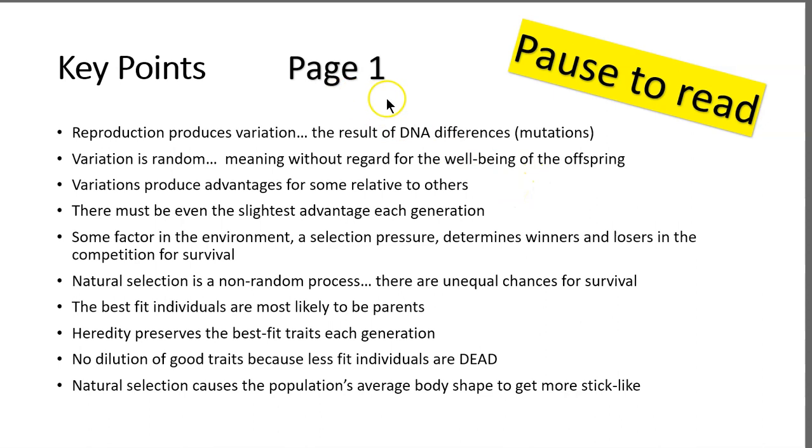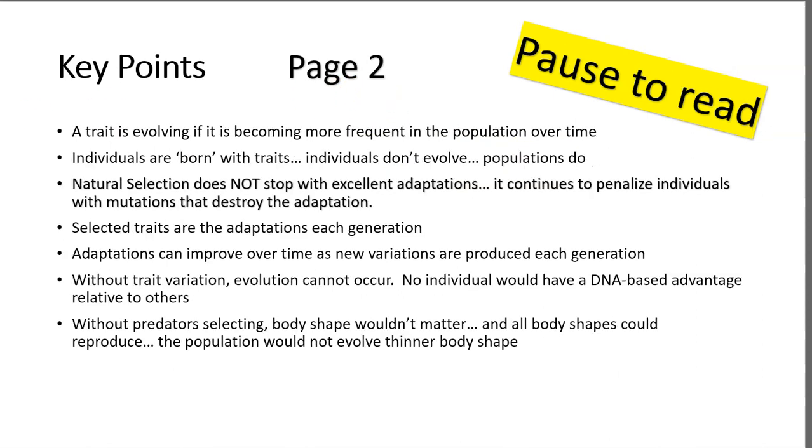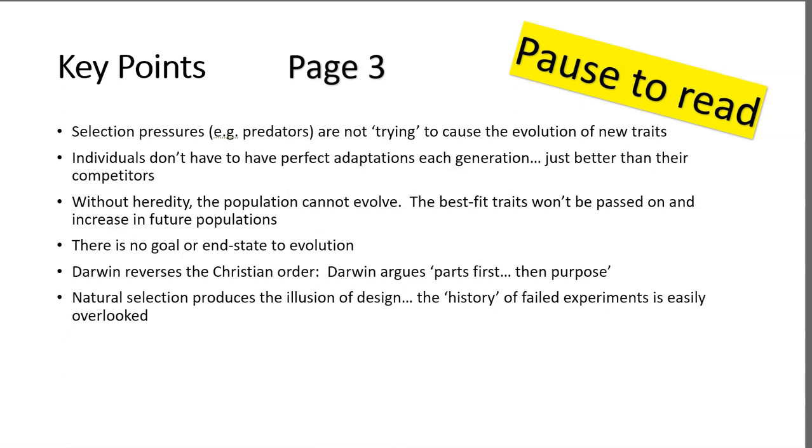This is page 1. Page 2. And page 3. You can go back and pause on each and make sure you read all of the bullet points. That completes this lesson on Darwin's great insight on natural selection.